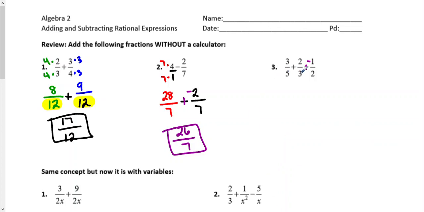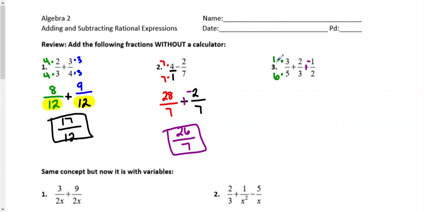So 5 times 3 is 15. 15 times 2 is 30. So I need to change all of these into the number 30 on the bottom. So what do I need to multiply 5 by to get 30? I need to multiply it by 6.